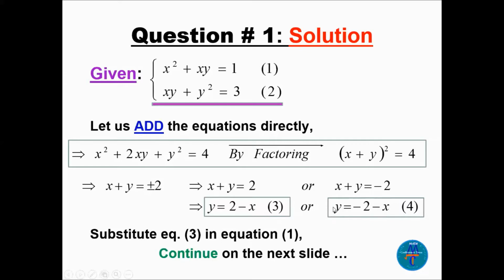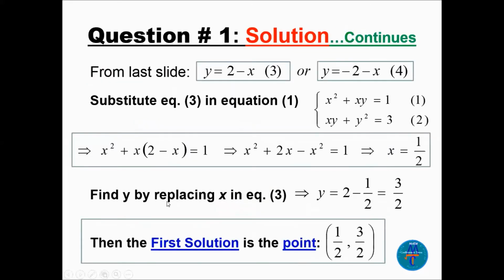Now let's take one by one. I will take equation 3 and do all the details for you. Then you can do the same for equation 4. Let's substitute equation 3 in equation 1. So instead of this y, I will put in brackets 2 minus x. So it will be x squared plus x times (2 minus x) equals 1. Distribute the x. It will be 2x minus x squared. We cancel x squared. 2x is equal to 1, so x will be half.